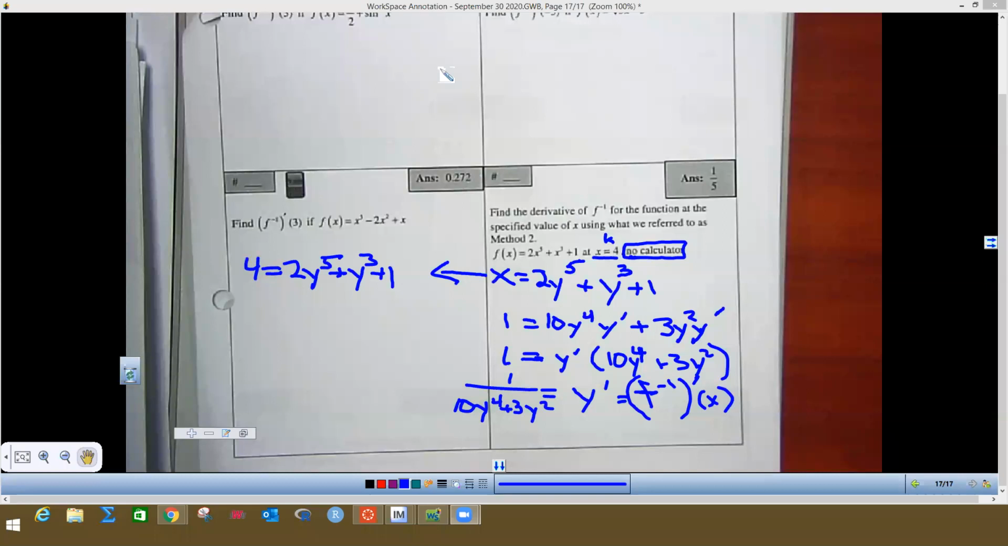Okay, so we were doing the bottom left problem on the back page. I'm going to tell you again what I did. Method 2 says, first of all, write your inverse function. So you change y to x, all the x's to y's. This is the inverse function.